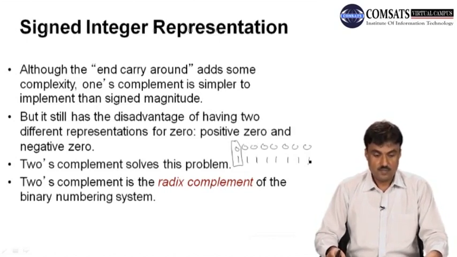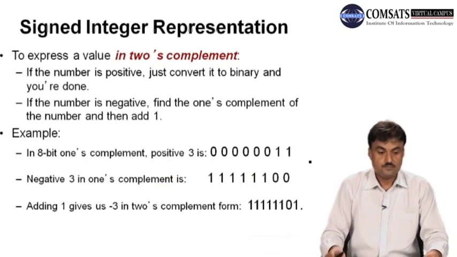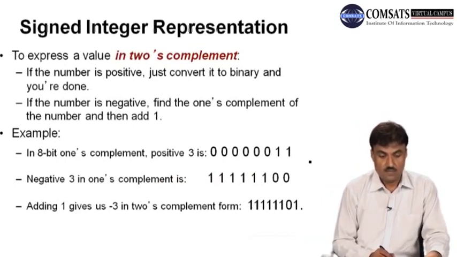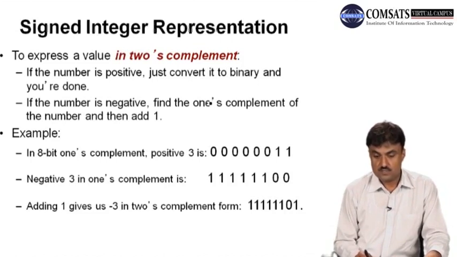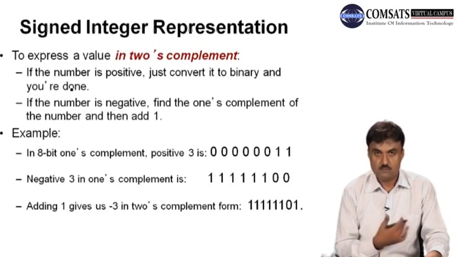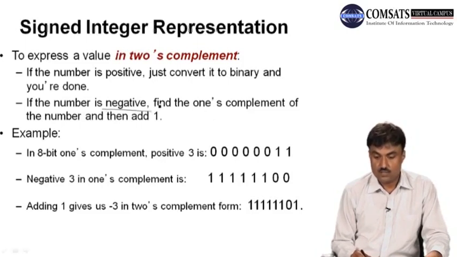So 2's complement is the radix complement of the binary numbering system. We will see here how to represent any decimal value in binary, or any negative value in 2's complement. If the number is positive, just convert it to binary and that's all. We don't make any modification to the sign bit. But if the number is negative, we have to find the 1's complement of the number and then add one.